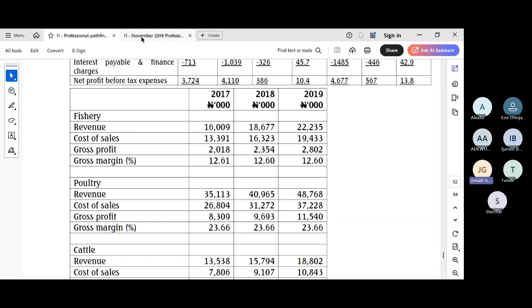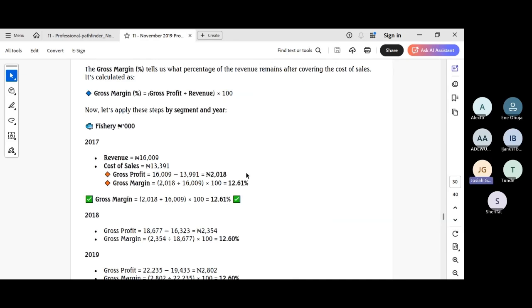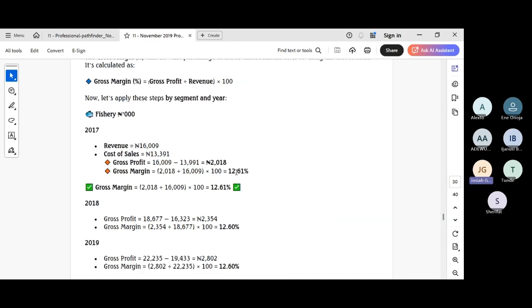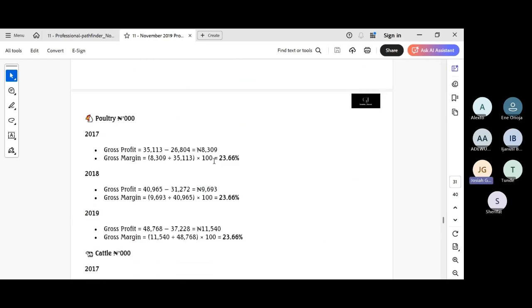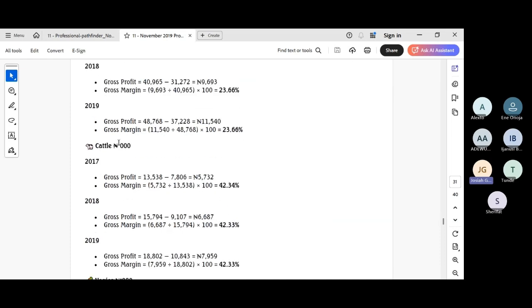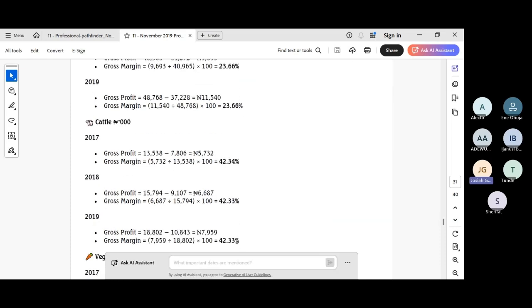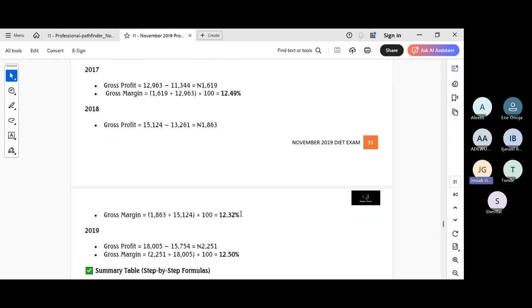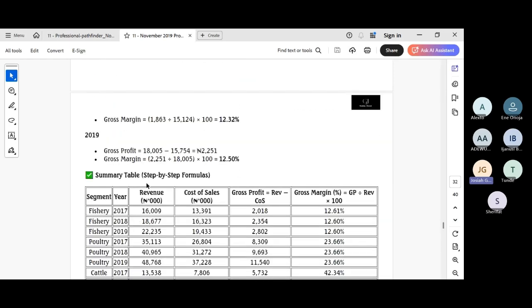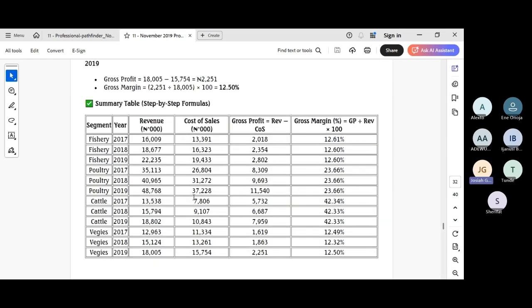So you can see fishery 12.6% in 2017, and the gross profit is the same, 12.6, 12.6. So they plateaued for 3 years. For poultry, 23, 23, 23 for 3 years. For cattle, 42, 42, 42 for 3 years. For veggies, 12, 12, 12 for 3 years. So this is the summary table. You could see how it was computed.